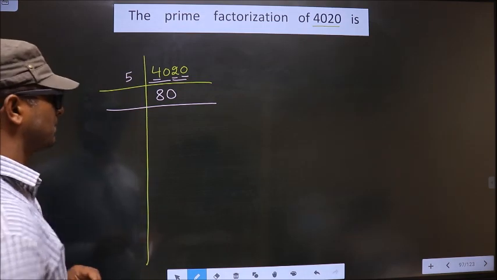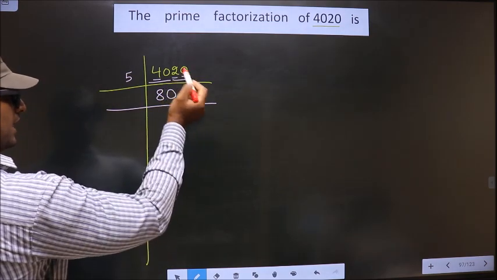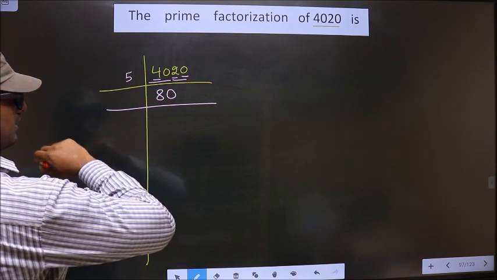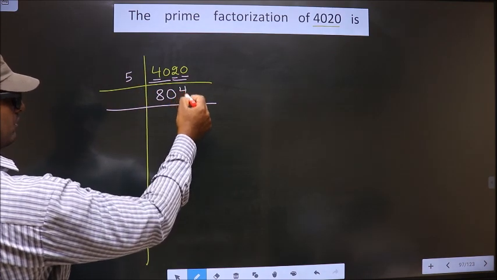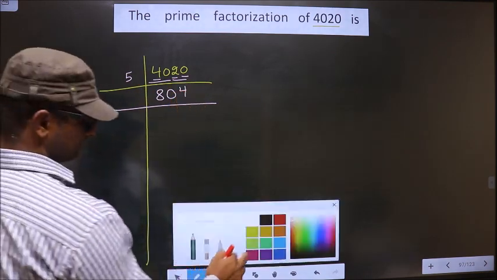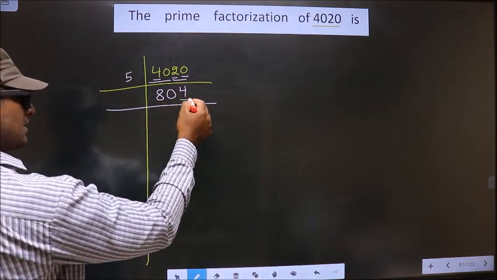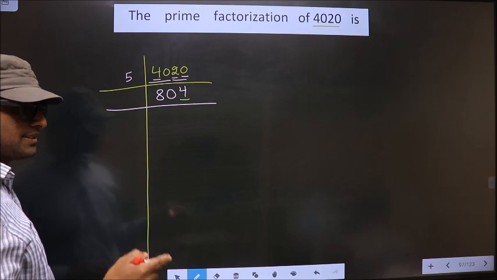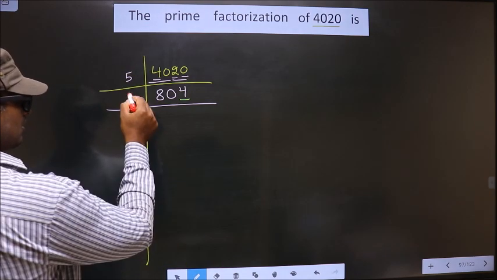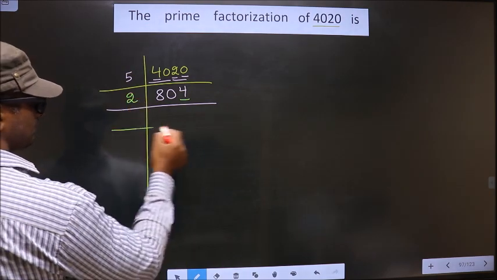Now, here we have 20. When do we get 20 in the 5 table? 5 4s are 20. Now, in this number the last digit is 4, which is even. So we take 2 here.